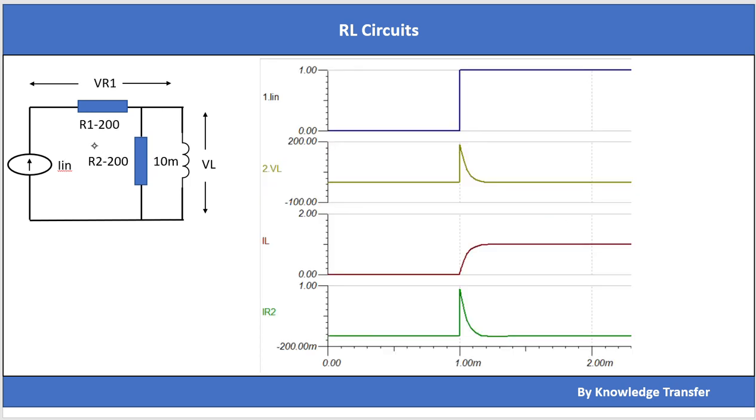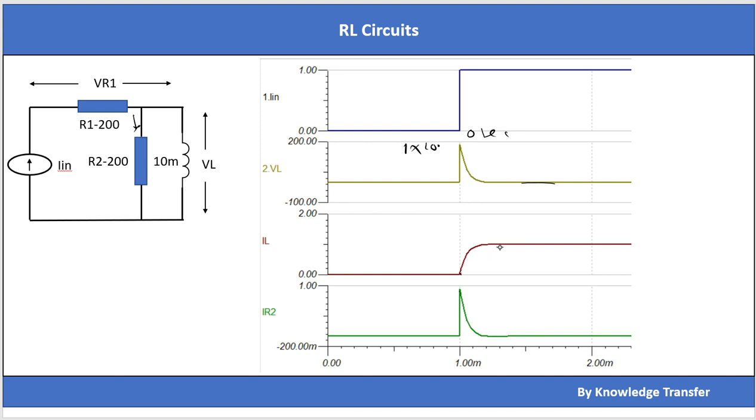So let's see. Here I is a step current changing from 0 to 1 ampere, R1 is equal to 200 ohms, R2 is equal to 200 ohms, and L is equal to 10 millihenry. We can see that at t equal to 0 seconds, the VL suddenly went to 1 ampere into 200, which is 200 volt, and the voltage across R2 is also the same. Eventually it became 0 volt.